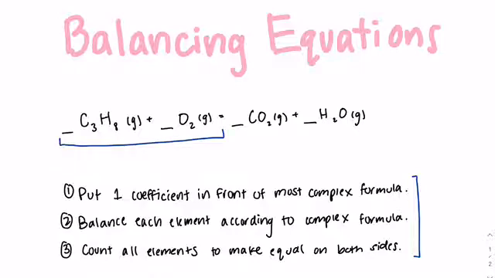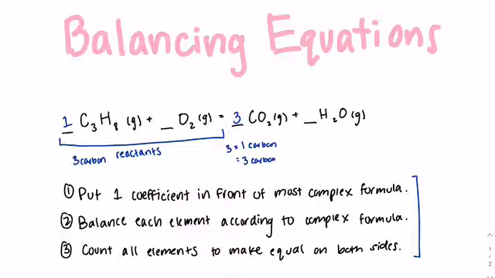So when looking at the equation given, out of these two reactants, the most complex would be C3H8. So you put a 1 in front of there. So you see that there are 3 carbons on this side and 1 carbon on this side. So to make sure that there are 3 carbons on both sides, you multiply 1 carbon by 3. Now there are 3 carbons on the reactants and 3 carbons on the product side.